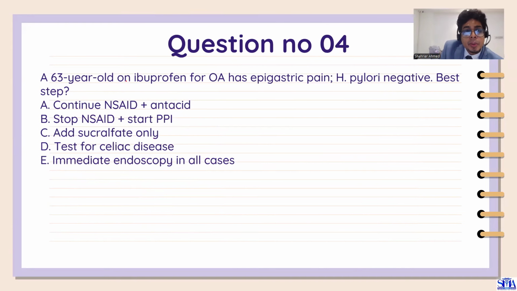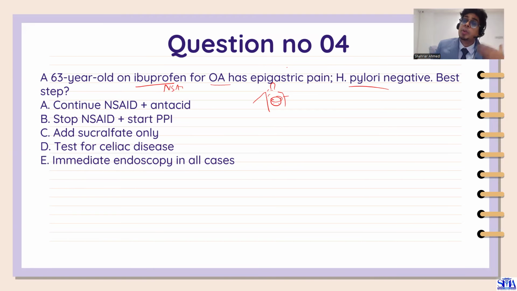Great. A 63-year-old on an NSAID for osteoarthritis. Now he has epigastric pain and is H. pylori negative. What is the best step? Now, this kind of question MCQ loves, the next step, and they will put you in a situation where you can start answering.